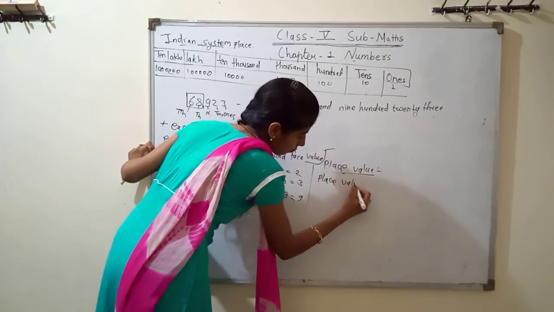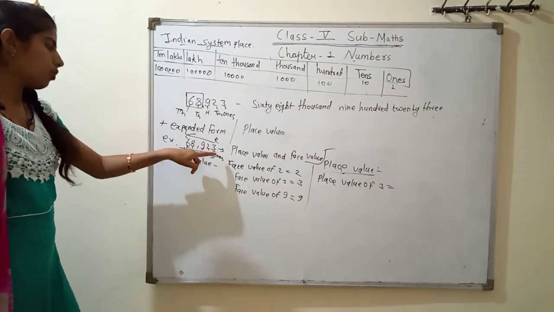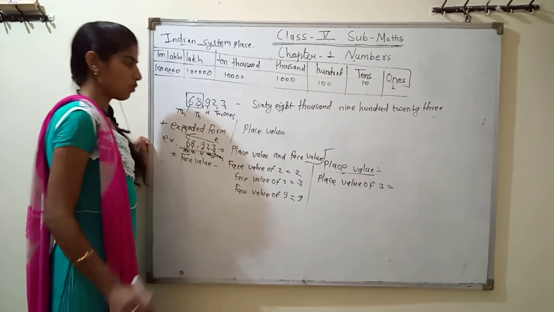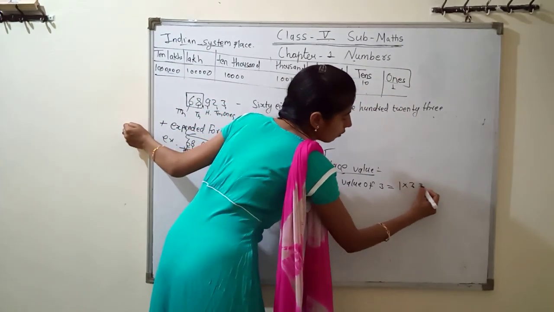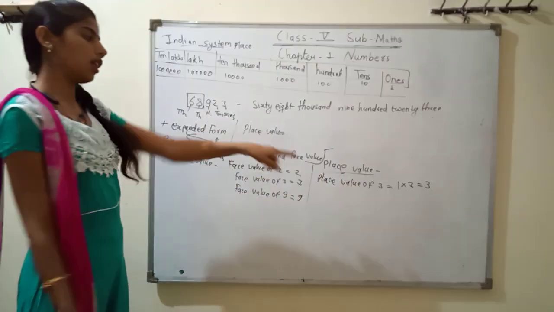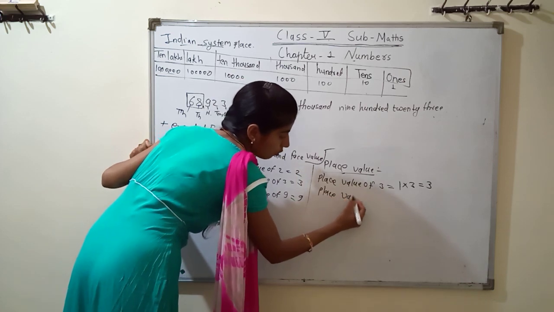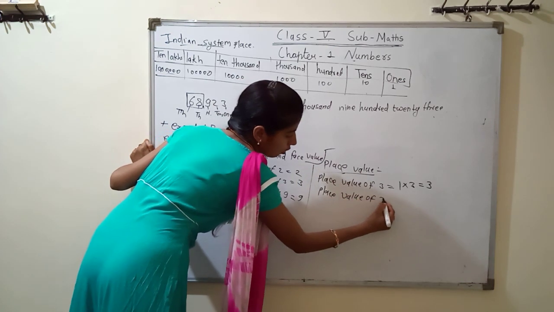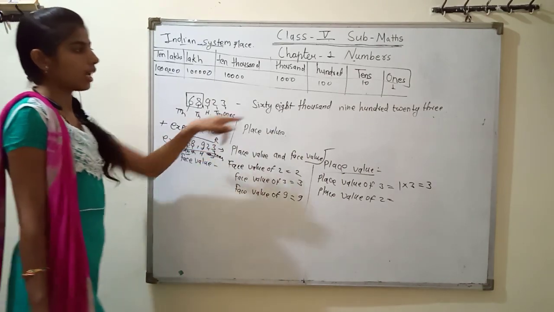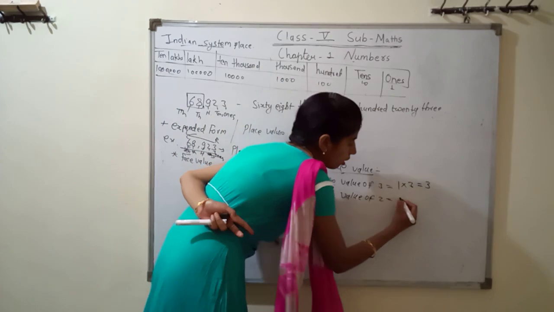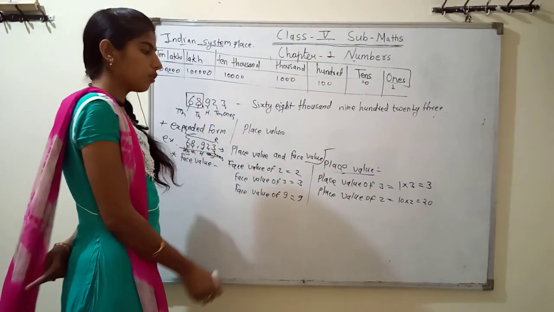We know the place value of 3. Look here. What is the place of 3? 3 is in the 1's place. 1's means only 1. 1 into 3 equal to 3. Then next, place value of 2. Next number is 2, and we know what is the place of 2 here? 10. 10 means multiply with 10. Then 10 into 2 equal to 20.